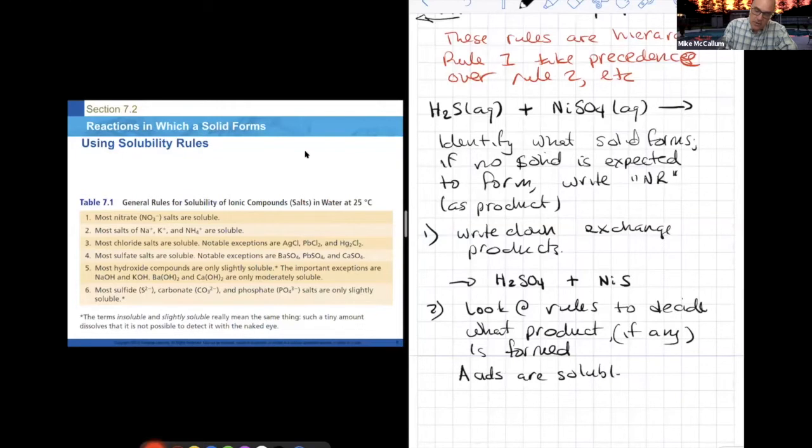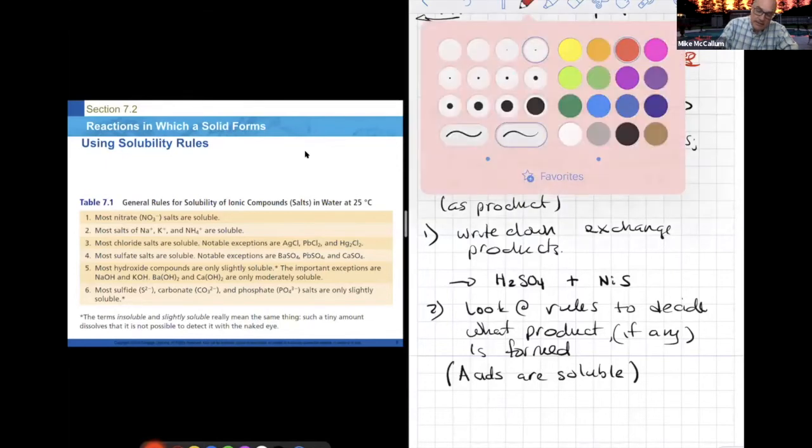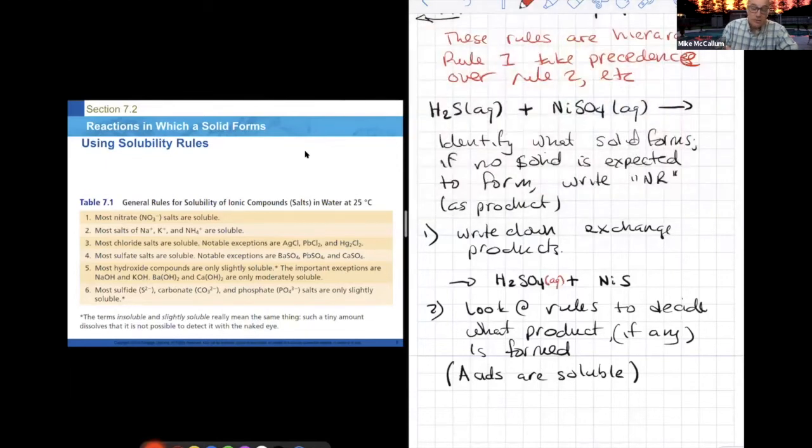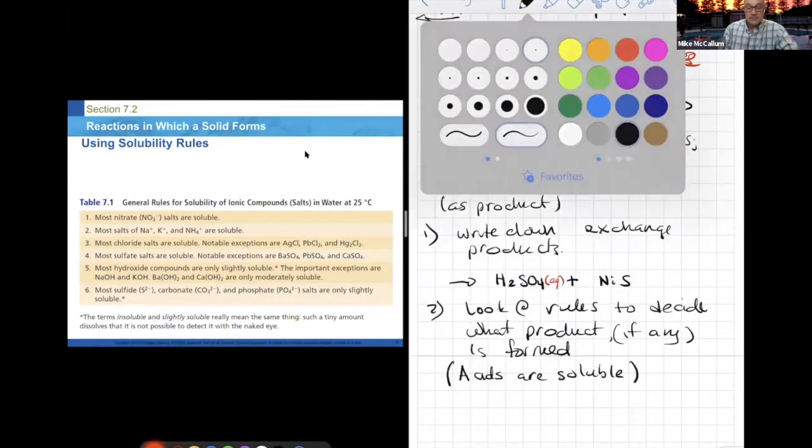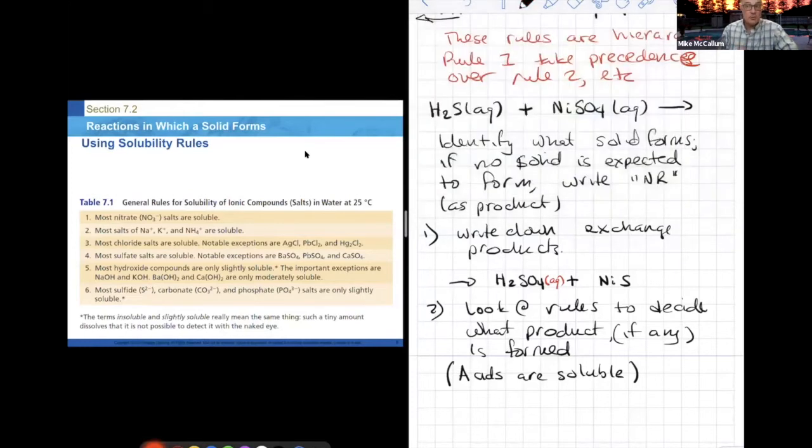This is an important rule in this case, because remember I said we could have a combination of an acid-base reaction and a precipitation. This is not exactly an acid-base reaction, okay? But we should add this to our rules. This might be considered rule 0. Acids are soluble, okay? So what that tells us is that H2SO4 is aq. This does not tell us necessarily that nickel sulfide is insoluble or precipitates. We need a separate rule for that.